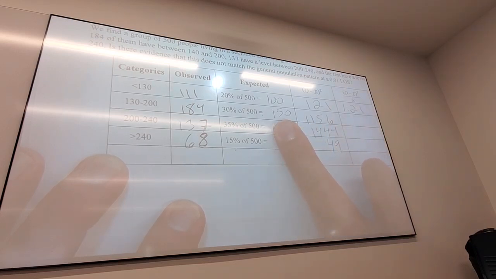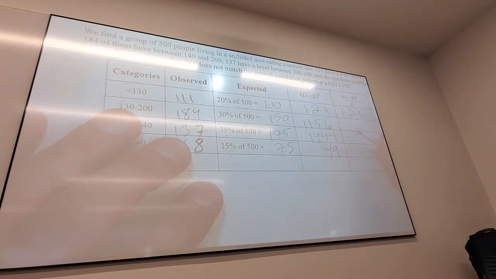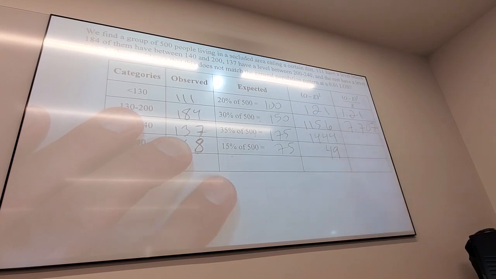How many decimal places? If you do it in the calculator, you don't have to do any, but do like 3 at least. 7.707. 7.707? Okay.